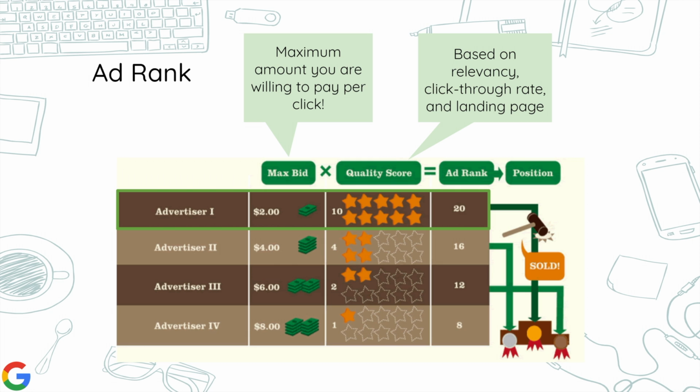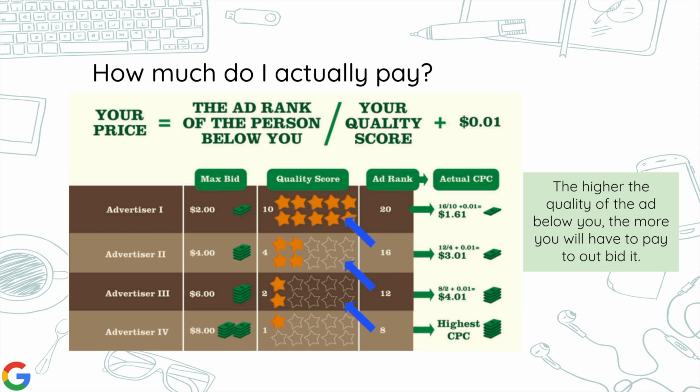So how much will you actually be paying? Google will not make you pay the full price of your bid if the next highest bid is way lower. Instead, your cost per click is the ad rank of the next highest bidder divided by your quality score plus 1 cent. In other words, the higher the quality of the ad below you, the more you will have to pay to outbid it. However, Google Ad Grants will actually cover some of this cost, as we will discuss later in this presentation.